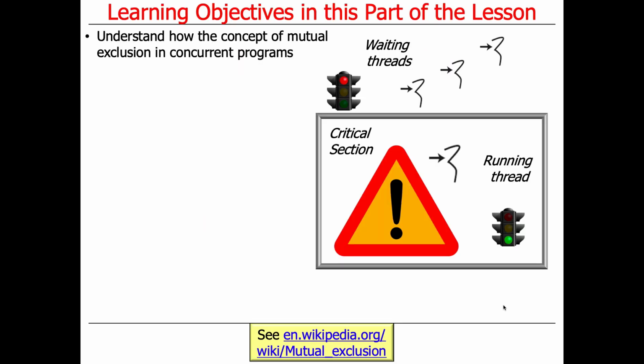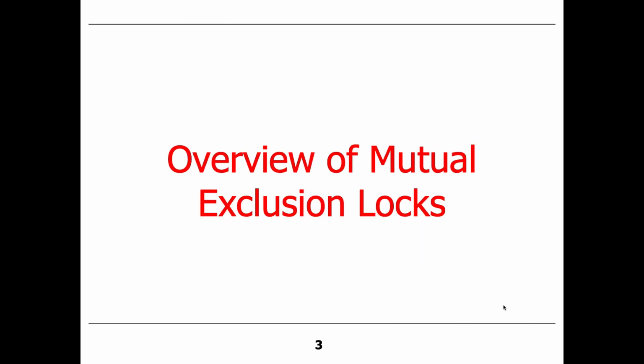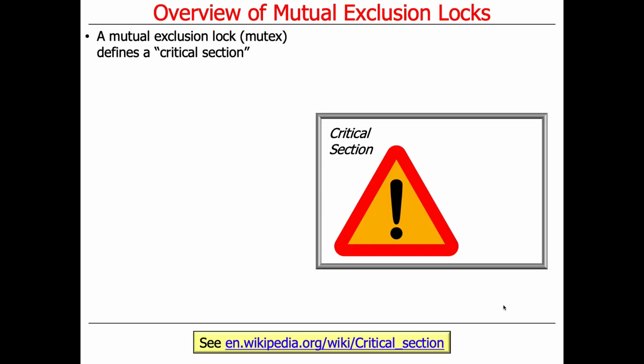So I'll first start by talking about the concept of mutual exclusion. I've hinted at this before, but I'll show you some more detailed analysis of this. And then we'll break this stuff up into other parts that'll talk about reentrant locks and so on. So mutual exclusion, which is sometimes referred to as a mutex, is used to define something called a critical section.